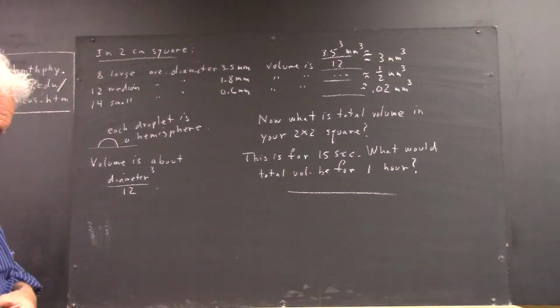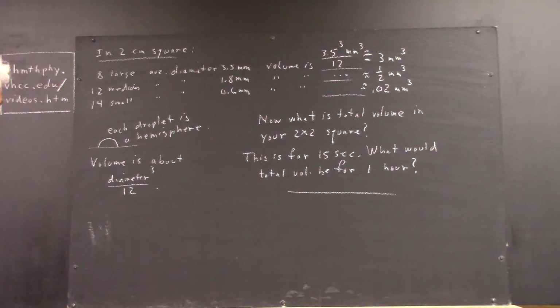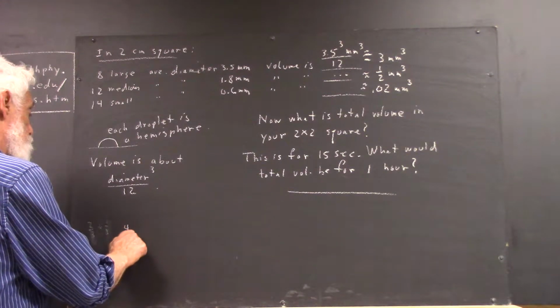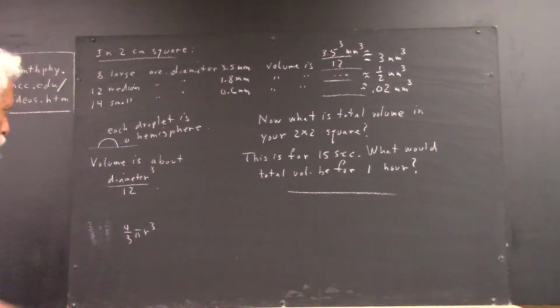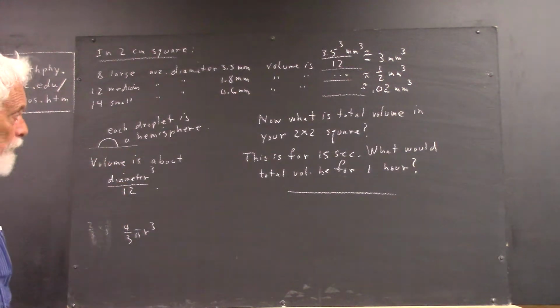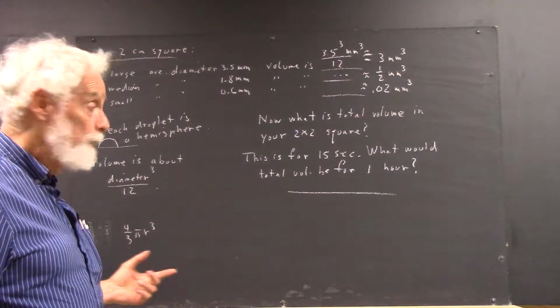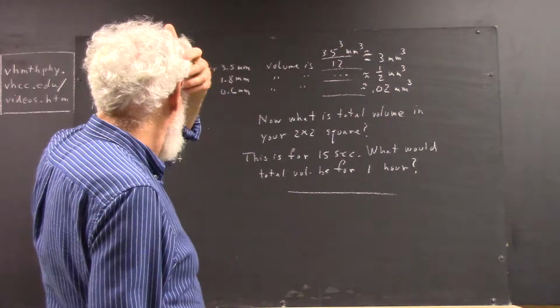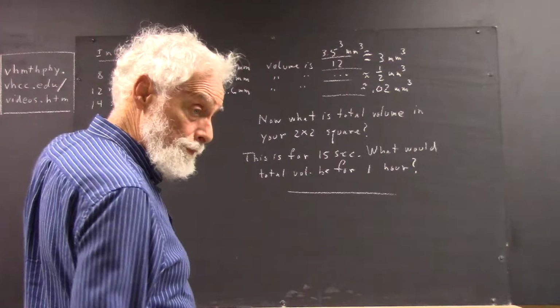Now, we'll see whether or not I did that right. The formula for the volume of a sphere is 4/3 pi r cubed, where r is the radius. So is that consistent with diameter cubed over 12? If it isn't, we can make a correction, because that's what we used up here to calculate the volumes of these various raindrops.